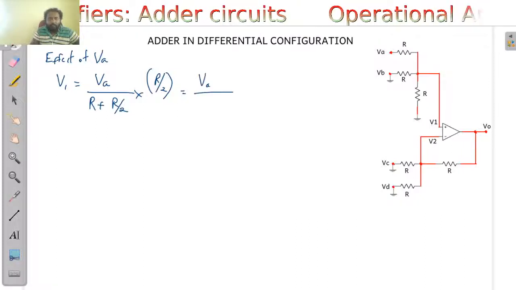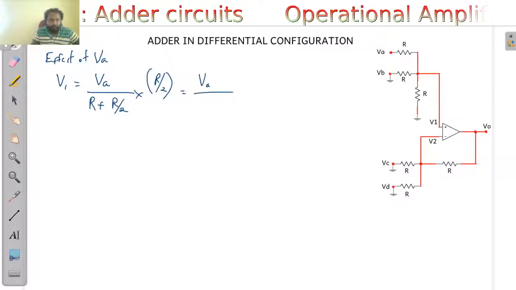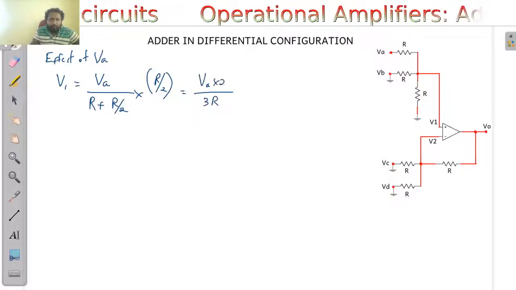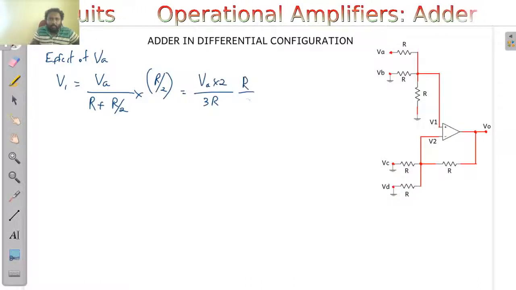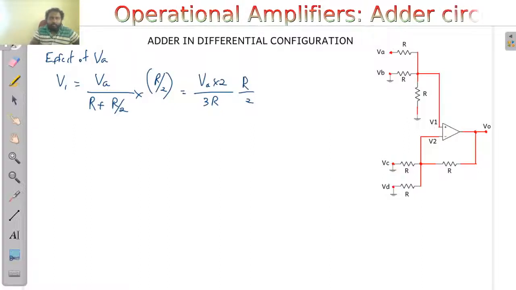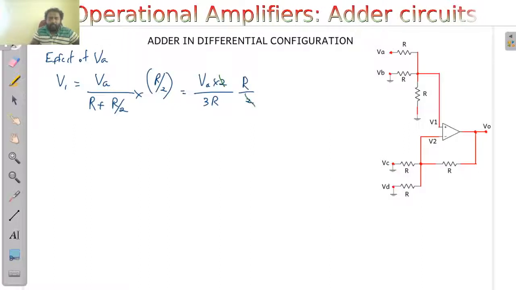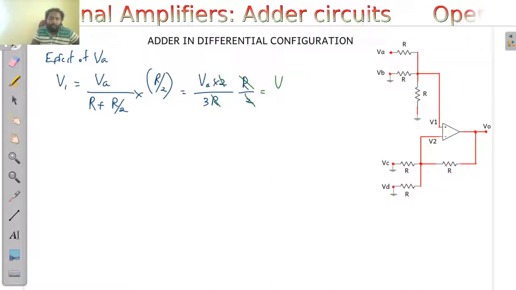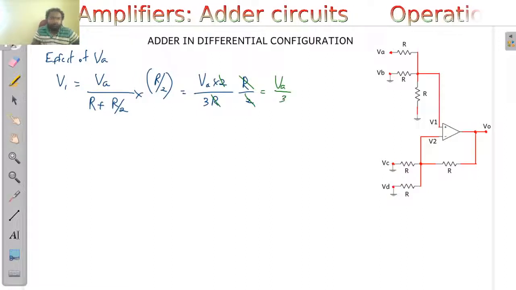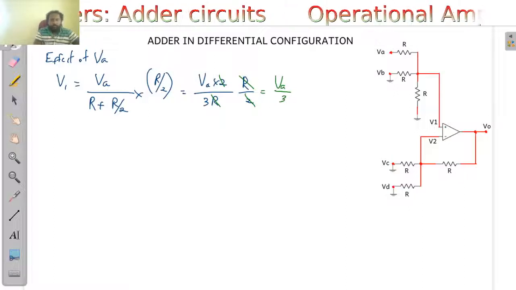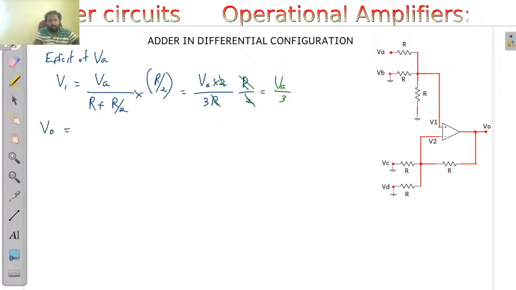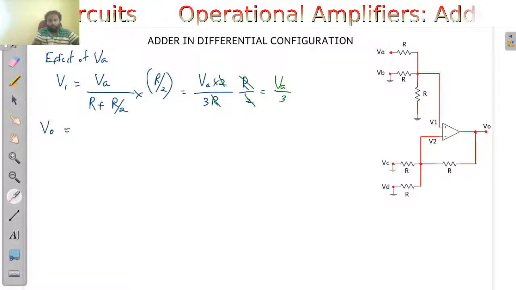Okay, so I can just arrange these two things like this. VA divided by, this is going to be 2R plus R, that is 3R, times 2, and R by 2 here. This 2 and this 2 will get cancelled out, and this R and R will get cancelled out. So it is effectively like VA by 3. Okay, and now we can find the output voltage VO. So how can I find VO?